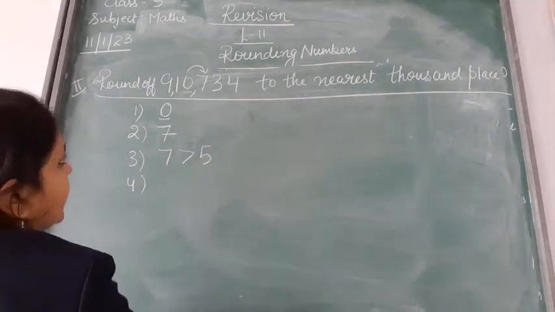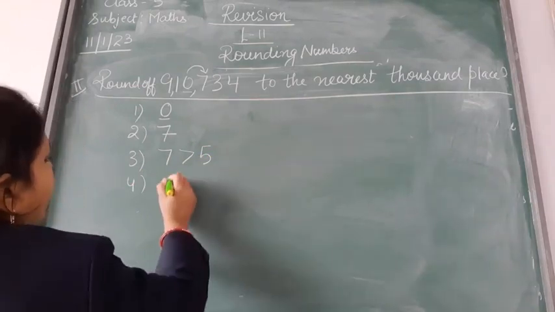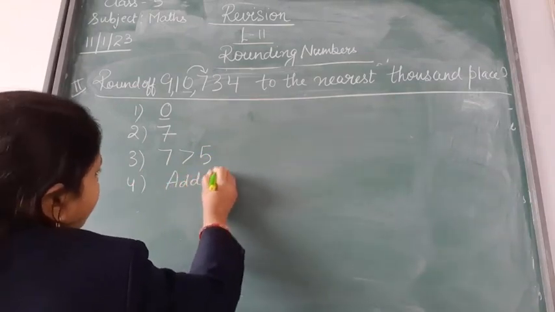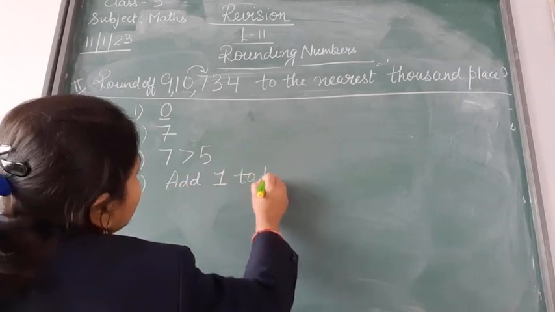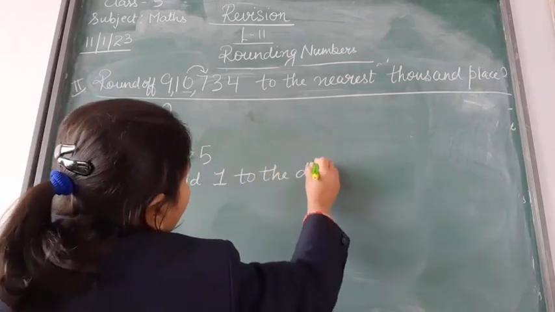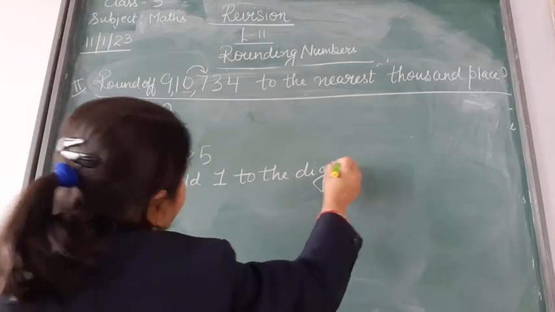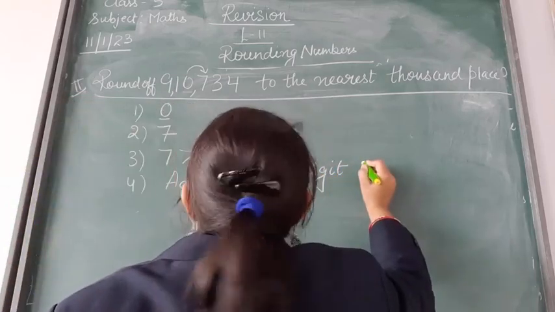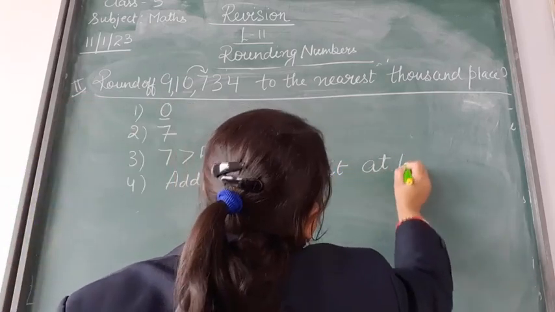So in our next step, what are we going to do? We will add 1 to the digit at the rounding off place. Our rounding off place is the 1000 place.